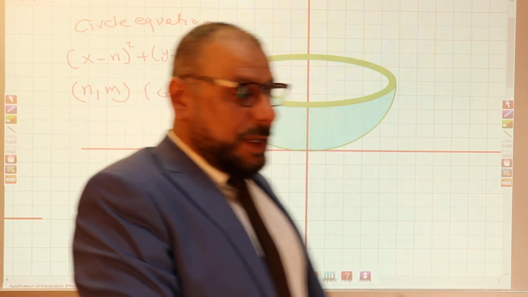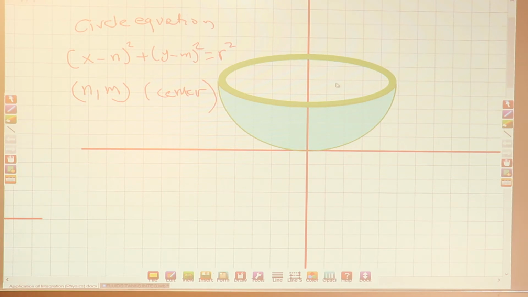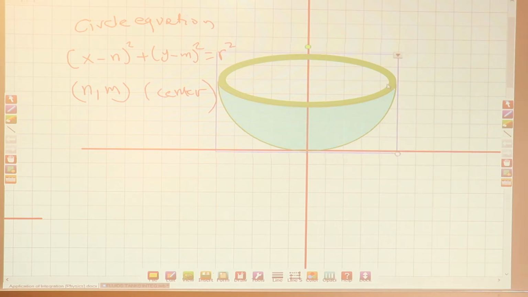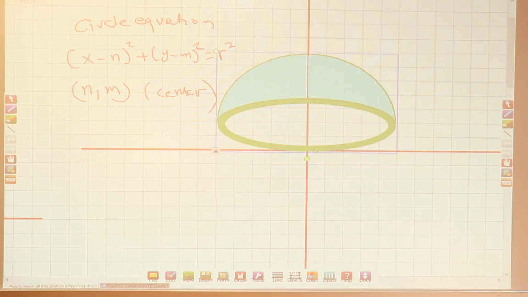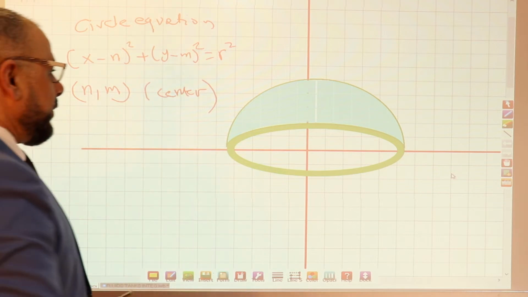Now I'm going to take this as a group, then rotate it to make the center at 0, 0. You see, I can take all this and make it a group. Then I will rotate this to right here and take it to make it the 0, 0 center.